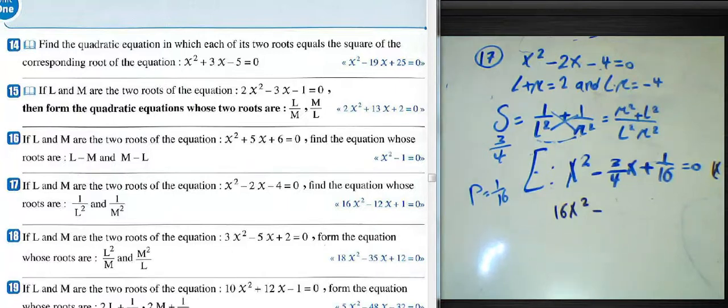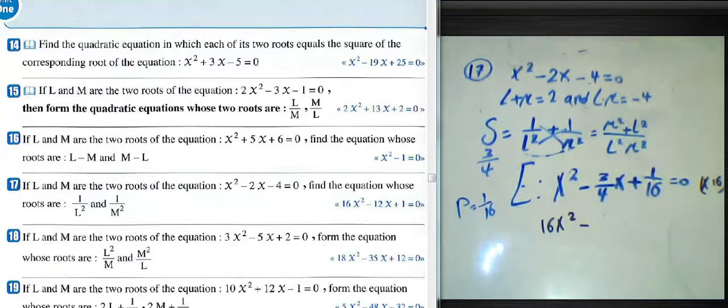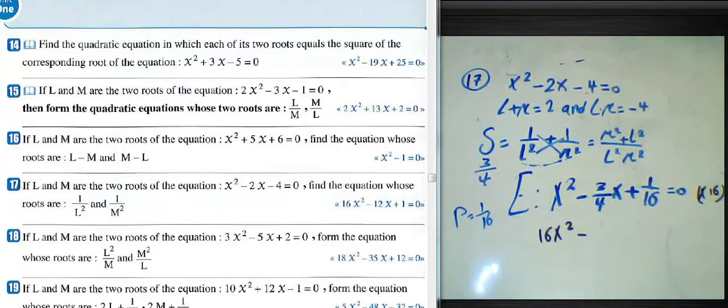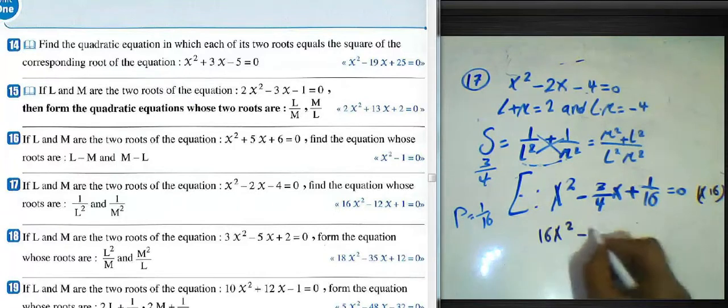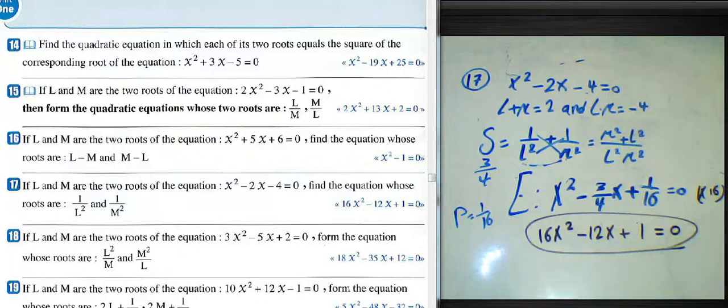Okay, it's clear? Okay. 16 divided by 4 equals 4, and 4 times 3 equals 12. 16 divided by 16 equals 1. The result will be the equation 16x² minus 12x plus 1 equals 0.